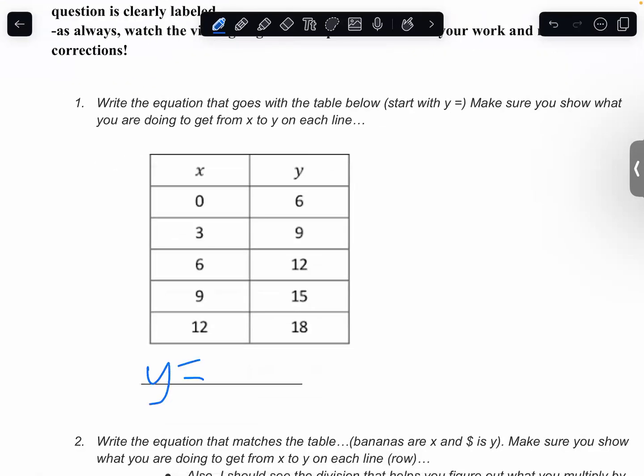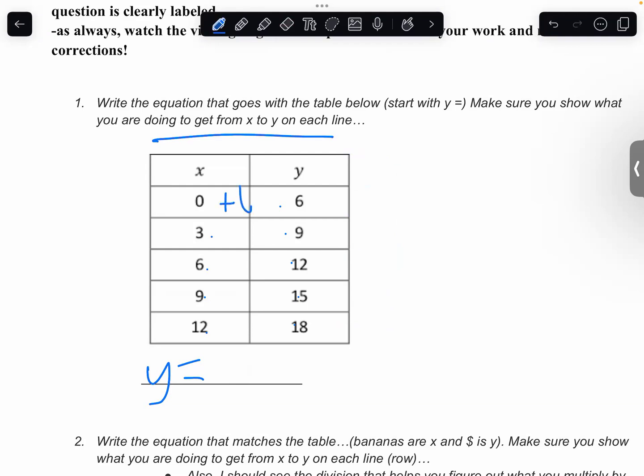So what are we doing to the x to get to the y? Well, we're going from 0 to 6, 3 to 9, 6 to 12, 9 to 15, 12 to 18. I really hope that you have attempted this before you're watching this. I want you to show me what you're doing. You can write it in here, or you could write it over in a column over here.